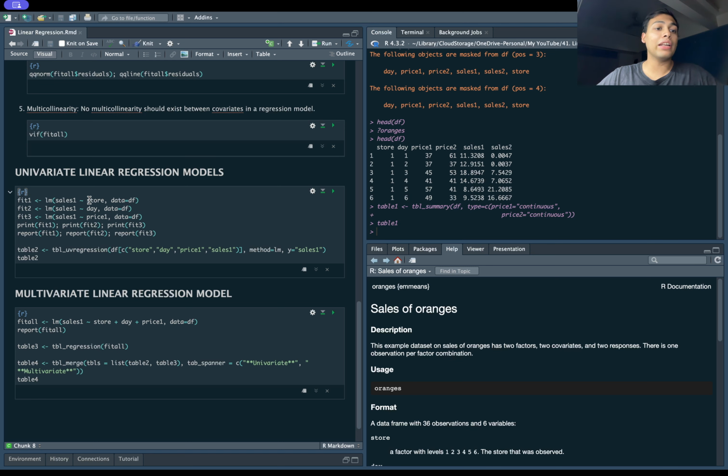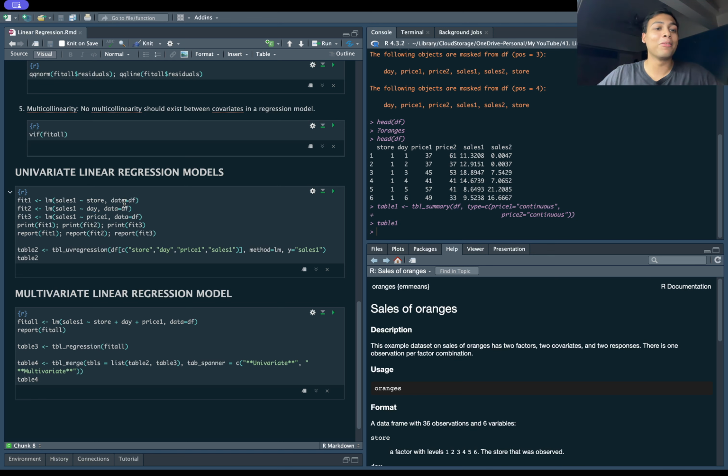So in the first model, it's a simple linear regression. We are not adjusting for any variables, we're just trying to see the effect of store on sales. Second model, we're trying to see the effect of day on sales. Interesting, which day do people buy oranges more? Monday, Tuesday, Wednesday? Of course, it's not written Monday, Tuesday, Wednesday, it's written 1 2 3 4 5 6, but you get the gist. And of course the price, so whether the price of the oranges influences sales.